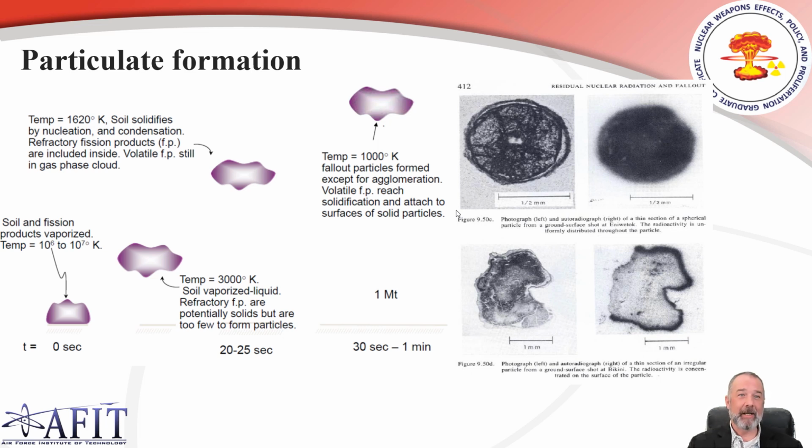Now, the irregularly shaped one, the rock, as I'll call it, we see that the radioactive material is pretty much confined to the surface of this particular piece of fallout. And again, this is something that didn't vaporize, but it might have gotten hot enough to melt the outer surface. Once it becomes, we'll call that the sticky phase.